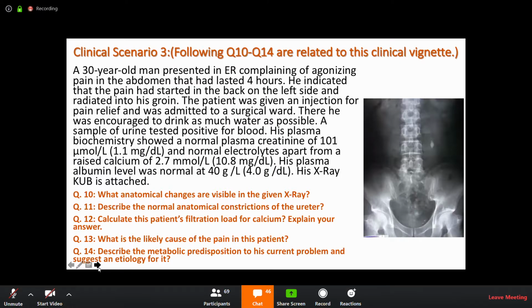Just before you go on to questions for Dr. Atif, there were a couple for you. Taking 40% of 10.8 gives me free calcium concentration. That's a question that was asked. Yes. Wonderful. Okay. So 0.4 multiplied by 10.8, whatever that answer gives you, you then multiply that by 125 and you got your filtration load for calcium.